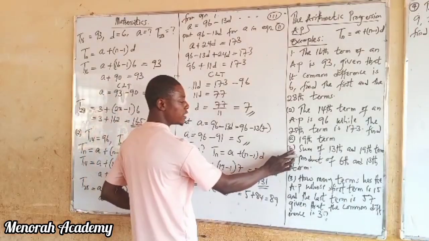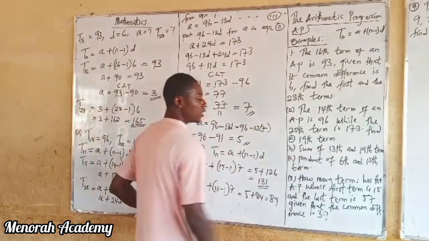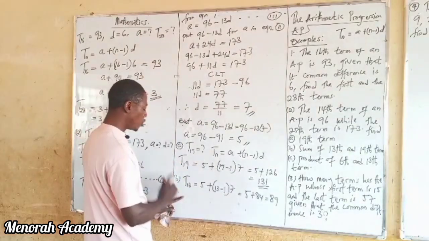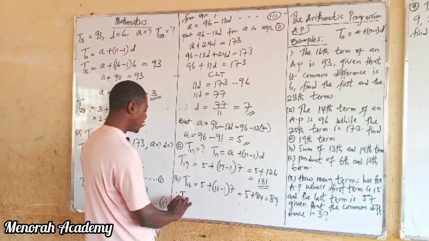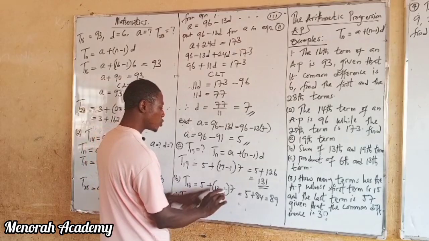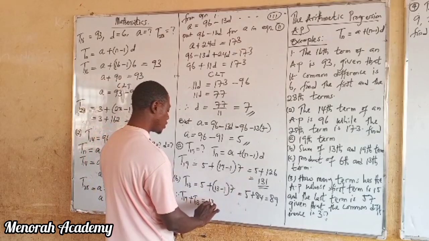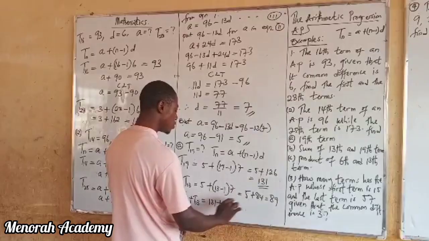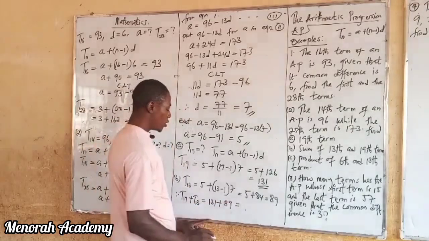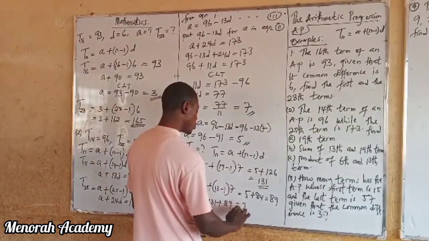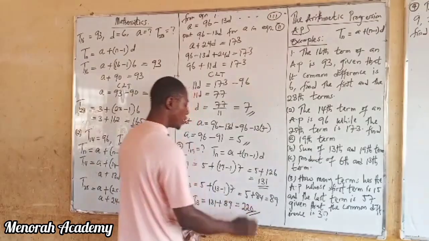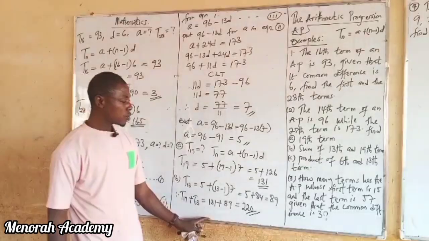Remember from this question, they say sum of 13th and 19th term. So from the previous one, we have found t of 19 before. So therefore, t of 19 plus t of 13 is going to be equal to the t of 19 we found, which is 131, plus the t of 13, which is 89. So if you add it, what are you going to get? If you add the two, it's going to be 220. So this is what we have as the sum.